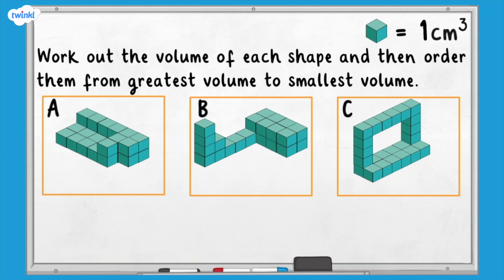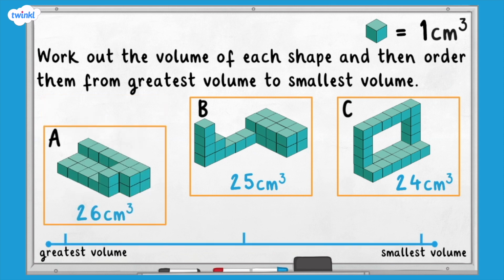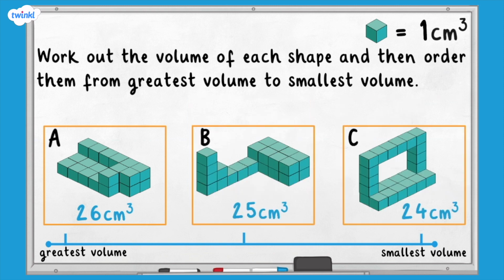Have you finished? Perfect, here are the answers. Shape A has a volume of 26 cubic centimetres. Shape B has a volume of 25 cubic centimetres. And shape C has a volume of 24 cubic centimetres. Therefore, shape A has the greatest volume, followed by shape B, and finally shape C has the smallest volume.